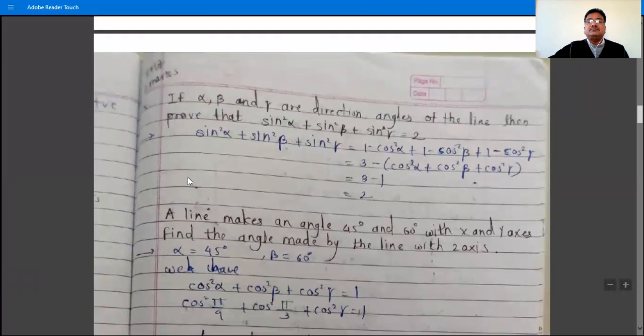So, example for 2 marks. If alpha, beta, gamma are direction angles of the line, then prove that sin square alpha plus sin square beta plus sin square gamma is equal to 2.